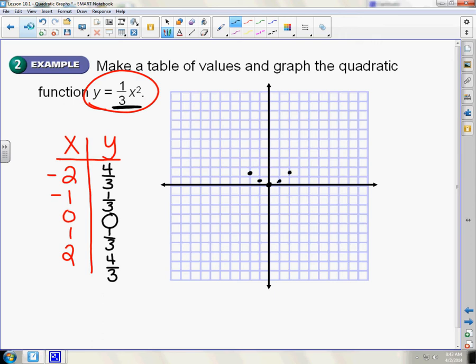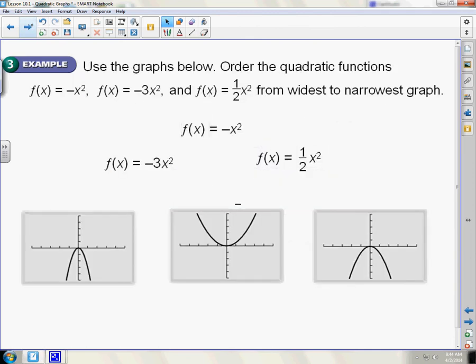So here is my parabola. And then you continue it, and it has a U shape, and it's going upward, and the vertex is at (0, 0). Now, the vertex is at (0, 0) because I only had one term in this equation. So it makes it pretty simple.